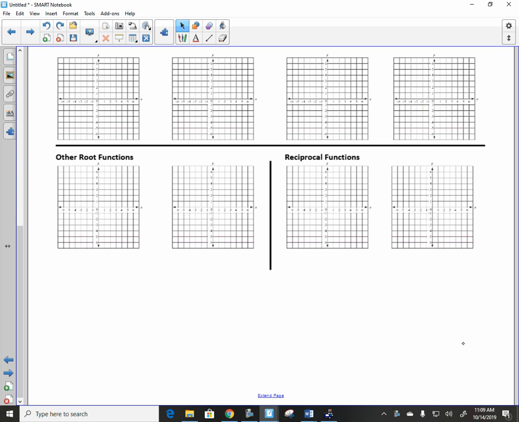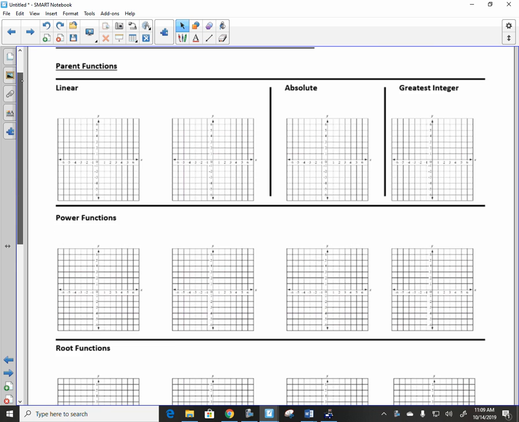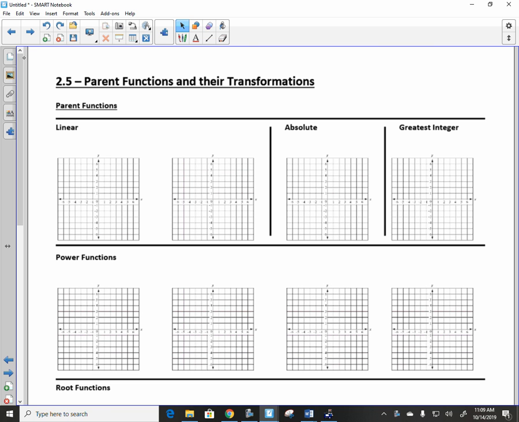Today, you learned something that you're going to use for the rest of your math career. We're going to learn about parent functions and how to transform them, or translate them, and put them in different positions. So, linear functions such as y is equal to a constant. Horizontal line. Just change a constant, it changes the location.